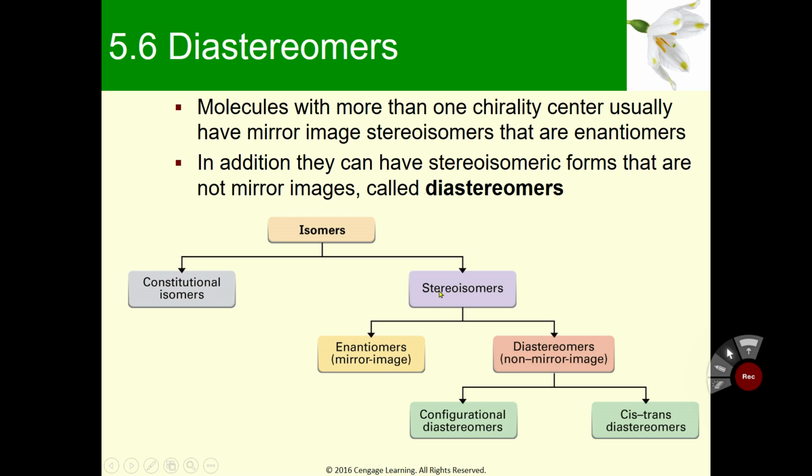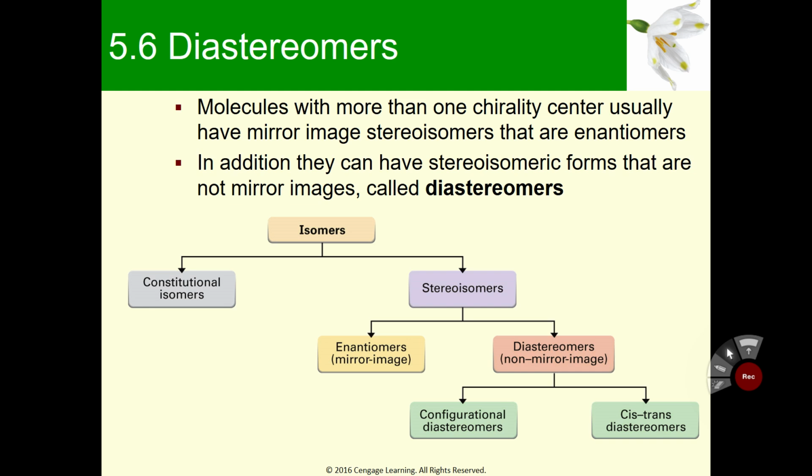If the compound contains the chiral center, and the compound cannot be overlapped with its mirror image, then we call them enantiomers, right? If a compound contains more than one chiral center, it usually has a mirror image stereoisomer, and we call these enantiomers. We know it. However, in addition, they can have stereoisomeric forms that are not mirror images. In that case, we call them diastereomers.